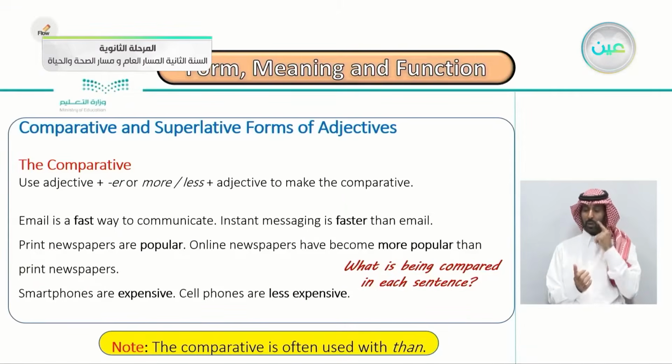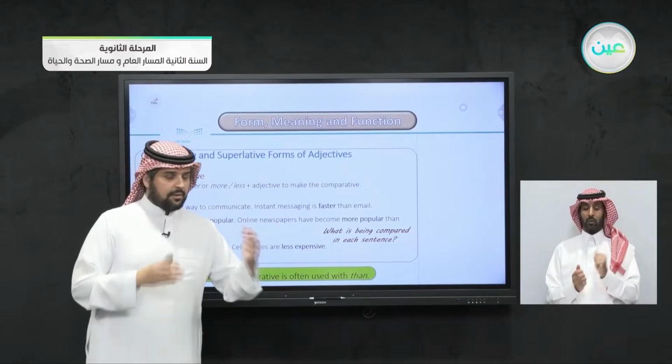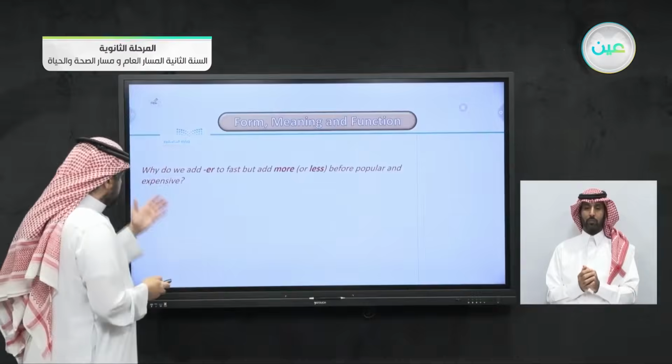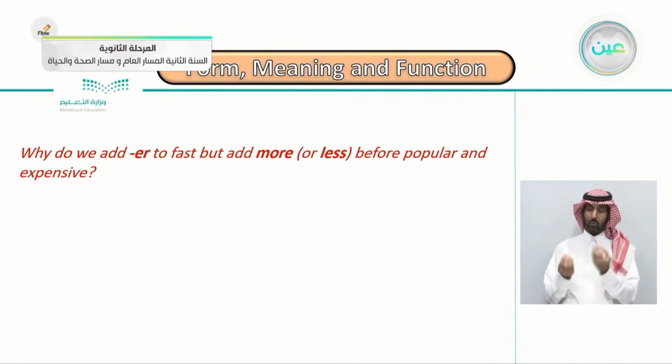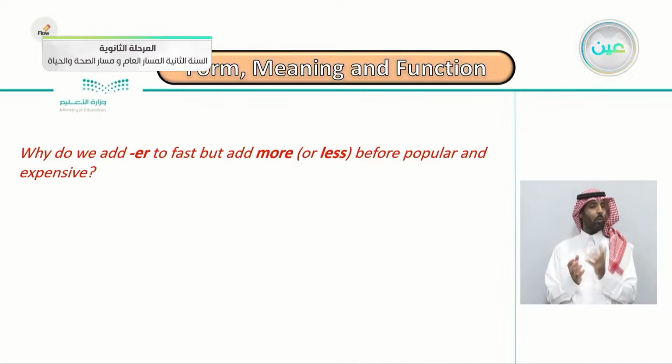And note here, the comparative is often used with than. The comparative is always used with than. Bigger than, smaller than, more expensive than, etc. So why do we add er to fast, but we add more or less before popular and expensive? The adjective fast, we added er, faster. But with the adjective popular and expensive, we put more or less. Why do we do that?